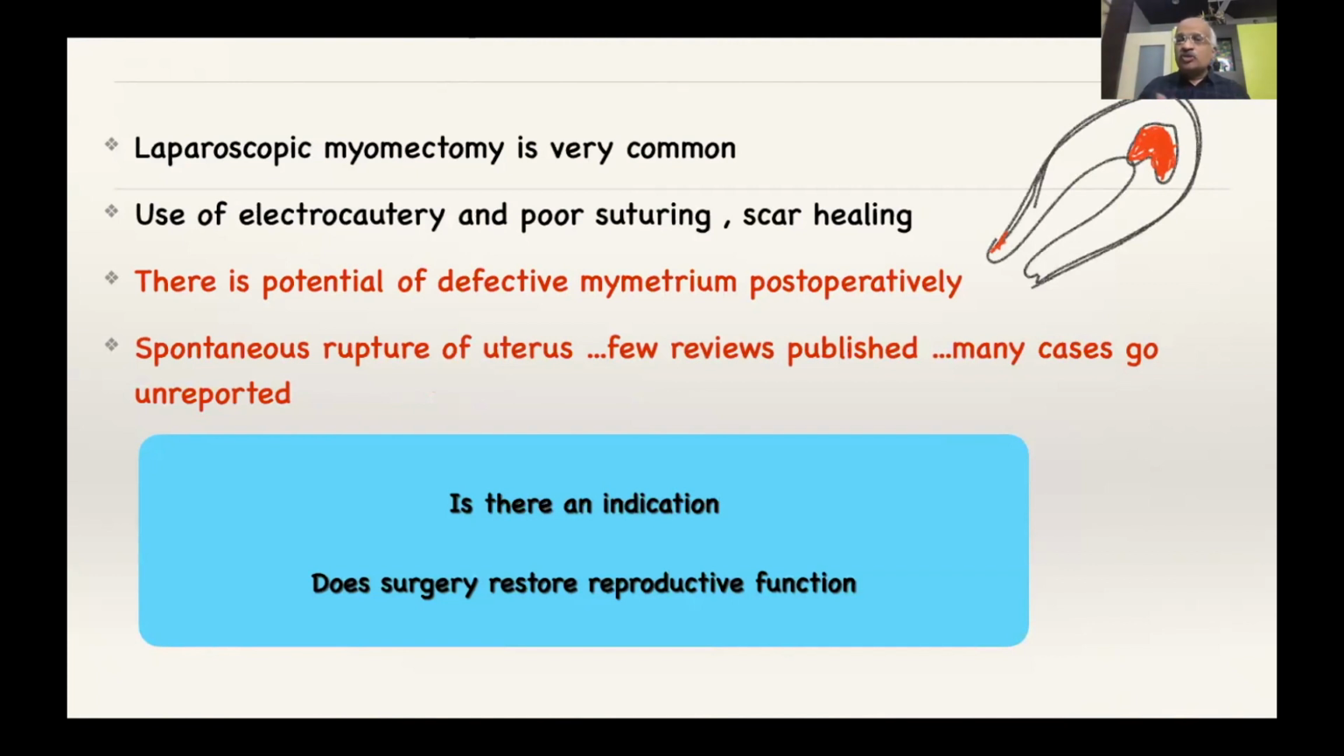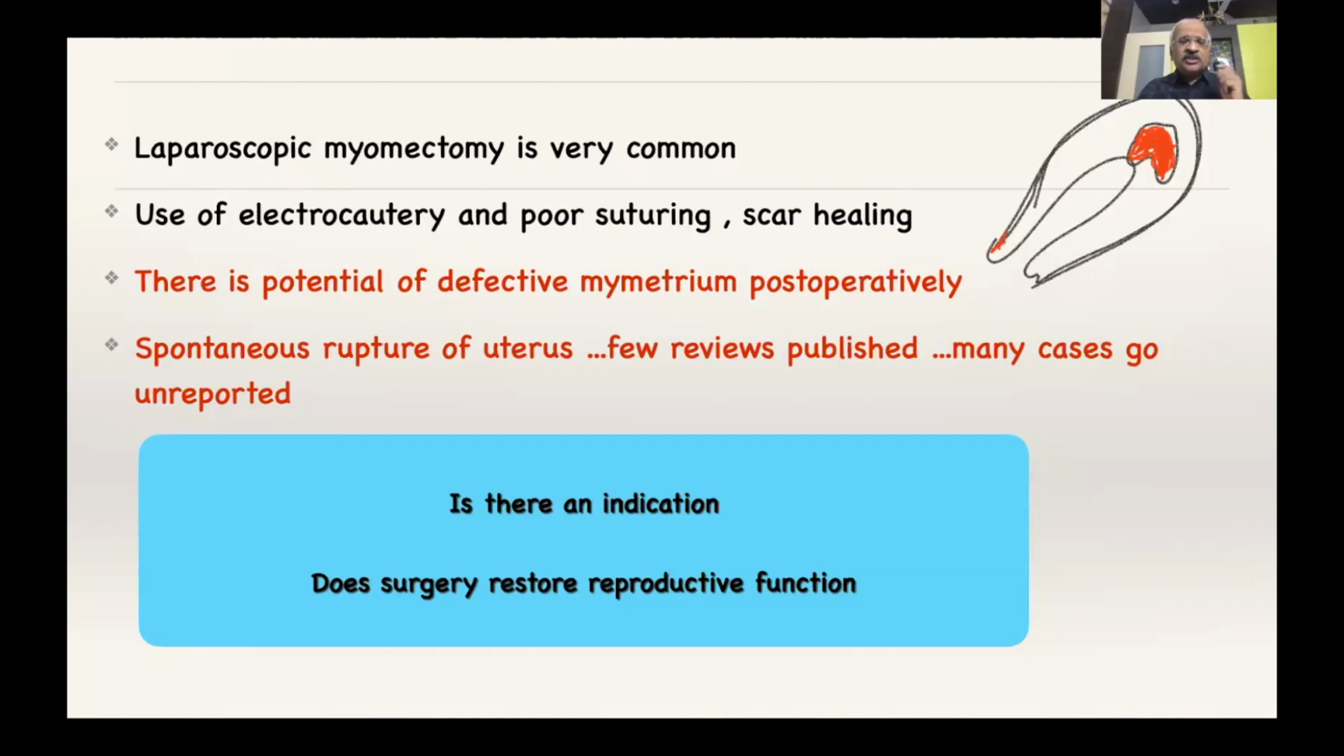And there could be poor suturing. See the diagram, it is nicely showing a small defect in the myometrium, which could just collect a hematoma there. And these myometrial layers will not approximate well, and that could be an effect of the poor suturing technique, and that can lead to fibrosis. And therein, a spontaneous rupture of the uterus is possible. And a few reviews are published, and some studies have reported spontaneous rupture in post-myomectomy patients.